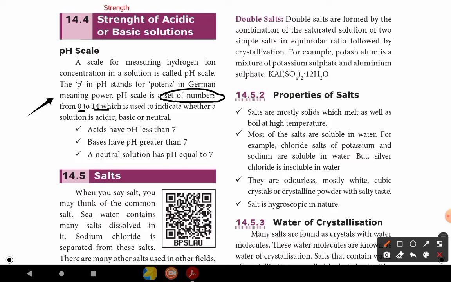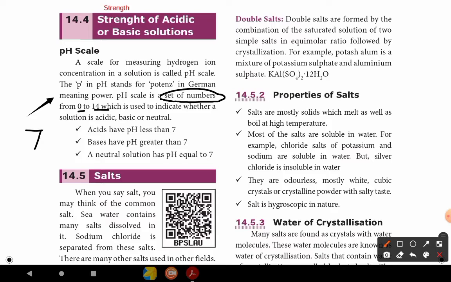Okay, the strength of the acidic or basic solution. So from 0 to 14 it's a set of numbers. Now there is a number set from 0 to 14, but in the middle, at the center, you have 7. What number, children? You have 7. 7 is neutral. 7 shows it's neutral.